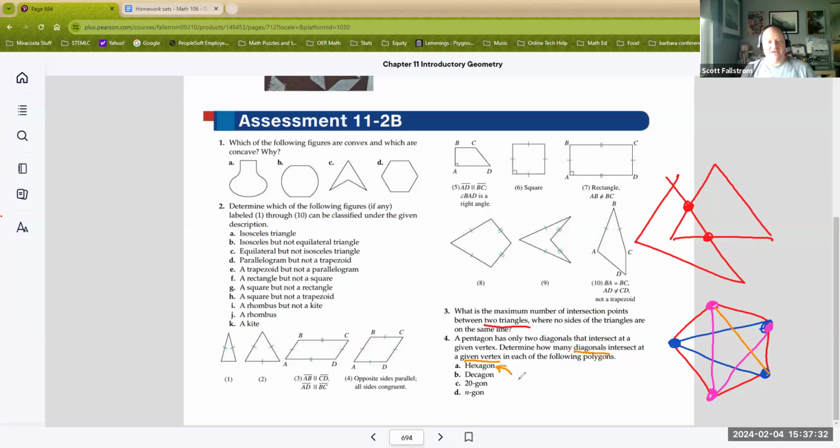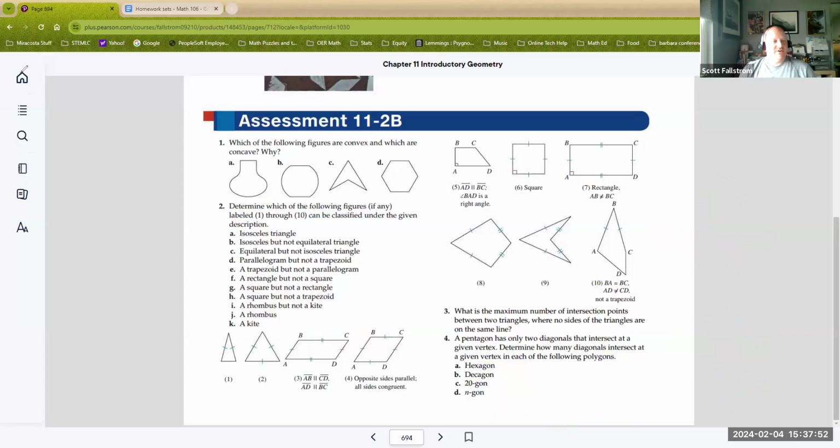Now we're going to do a hexagon, 6-sided. Then we're going to do a decagon, 10-sided, a 20-gon, and the n-gon. Yes, you knew it was coming. I want you to generalize. That's what I'm looking for in that one.